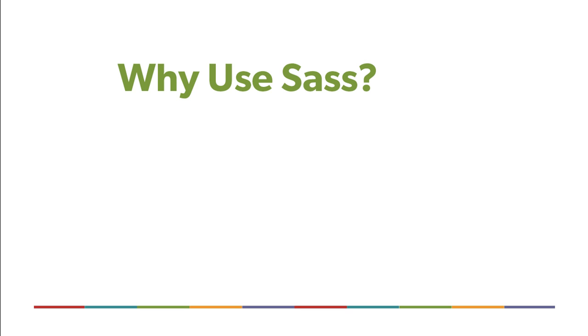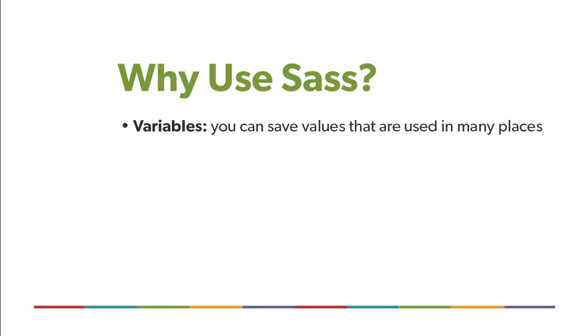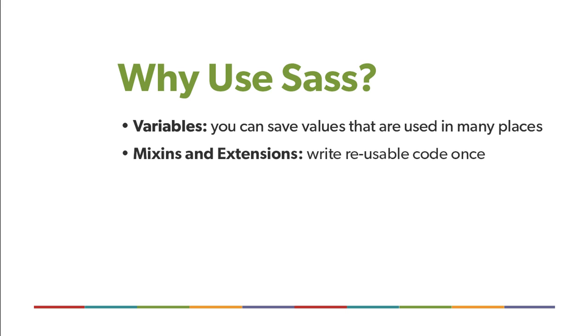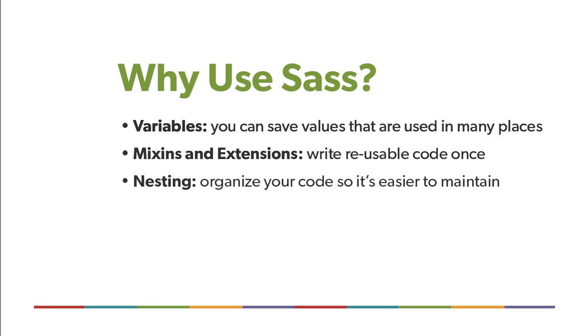Some of the nice things you can do with Sass are to use variables to save values that are used in many places. You can create mix-ins or extensions so you don't have to write the same code over and over again. You can nest your selectors to help organize your code. And you can create more efficient CSS for production websites.